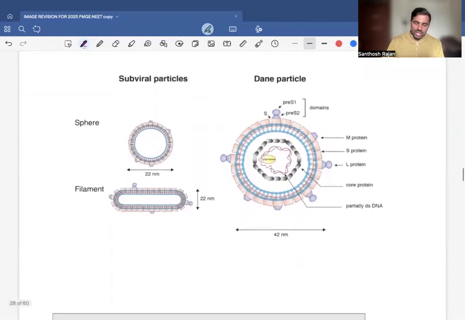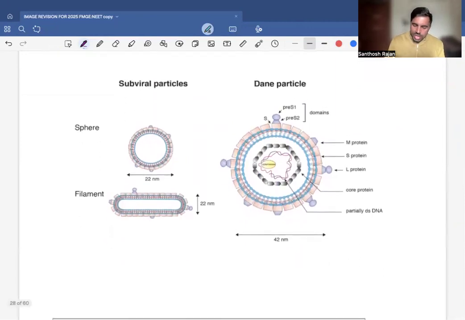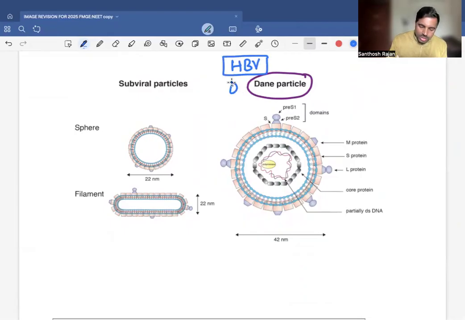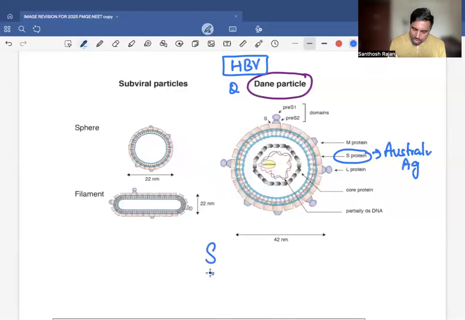Now, some virus particles. When you talk about Dane particle, subviral particle, this Dane means we're talking about hepatitis B virus. I'm not going to discuss it all here. The only thing is the three important proteins, on which the diagnosis is based. The surface protein, which is also called Australian antigen, that is the first thing. Then the core protein and the E. Those are important for diagnosis. Based on these antigens and antibodies only, we do the diagnostic part.